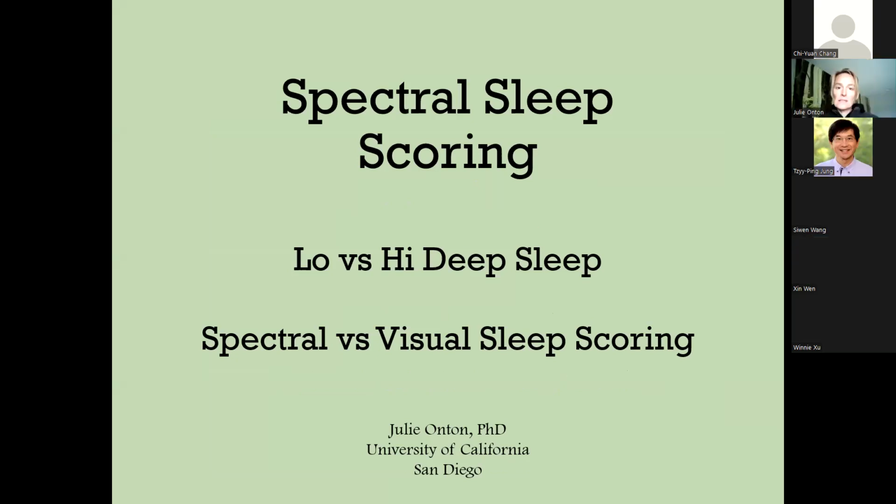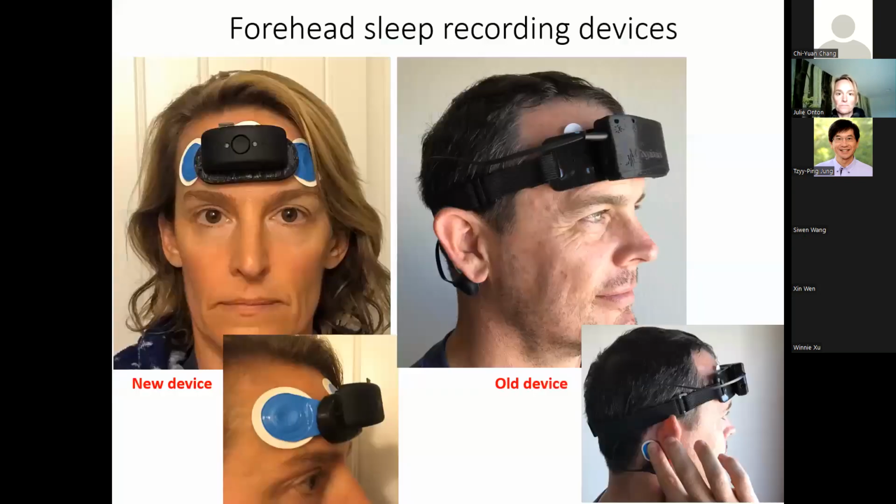All right. So today I'm going to talk about spectral sleep scoring, which is something I've been working on for the past few years. I'll talk first about the difference between low versus high deep sleep, as I call it. And then at the end, I'll talk about spectral versus visual sleep scoring, and how they compare.